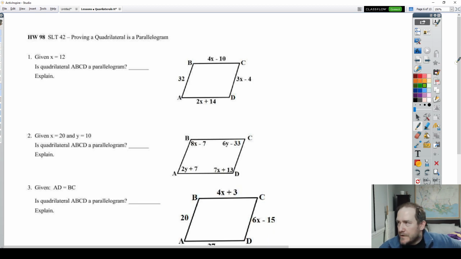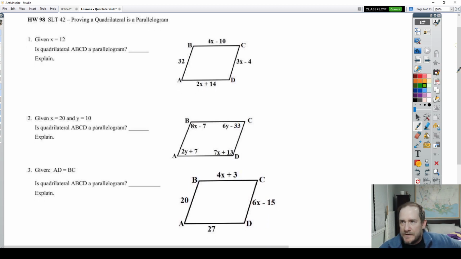So on 98, this is where we're kind of working in reverse to prove that a quadrilateral is or is not a parallelogram. They're telling us x is 12. One way to prove that a quadrilateral is a parallelogram is just to prove that the opposite sides are congruent. You don't have to prove that they're parallel. If you can just show that both pairs of sides are congruent, that's good enough.